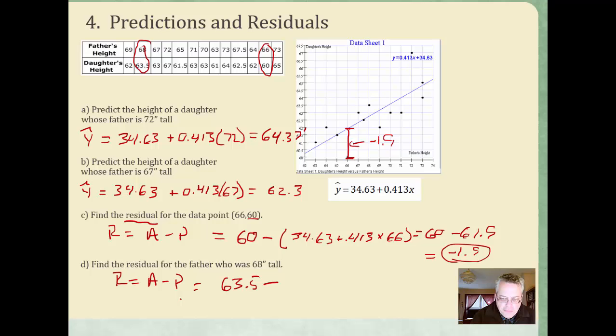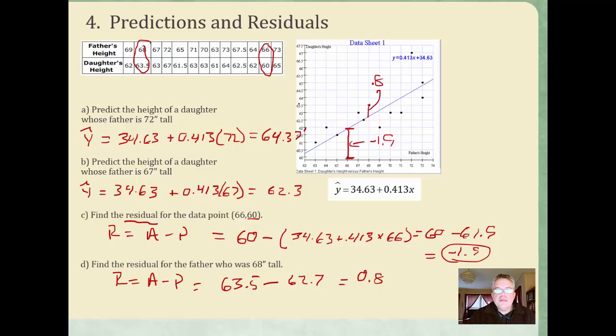I use the line of best fit, and it turns out that the predicted height is 62.7 using the equation. So 63.5 minus 62.7 gives me just 0.8. And it's positive, because if I look over here at 68, the actual data value is above the graph. So that's a positive residual, 0.8.